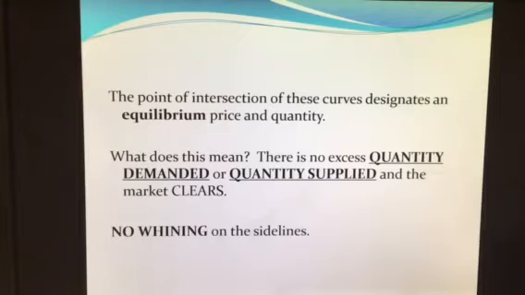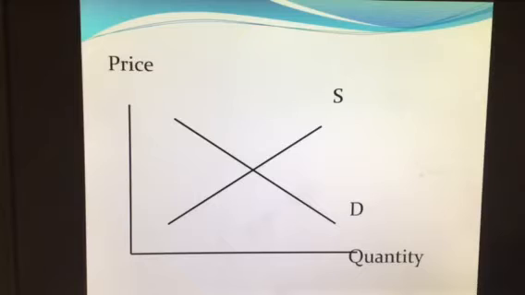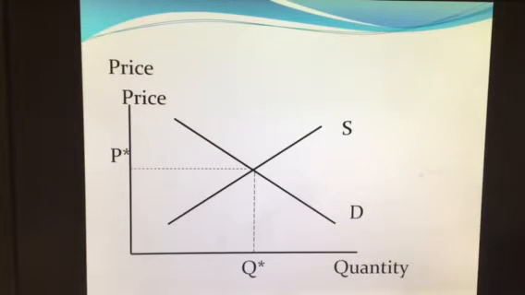I'd like to say there's no whining on the sidelines. In other words, there's nobody wanting to buy at that price, looking around for items, saying, man, I'd like to buy some more of this, but I can't find anybody willing to sell it to me at this price. Neither do you have someone wanting to sell more of that unit at that price who can't find a buyer. At that price, everybody who wants to buy is able to do so, and everyone who wants to sell is able to do so. So quantity demanded equals quantity supplied, and the market is said to clear. Again, looking at this construct, we see P star and Q star indicate the equilibrium price and quantity.